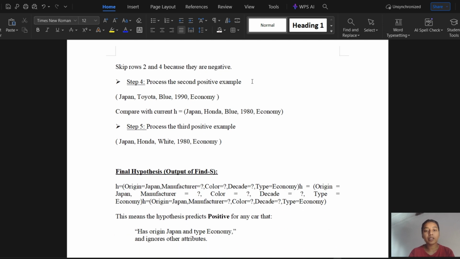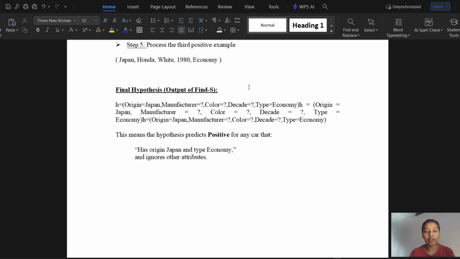Step 4: process the second positive example, that is Japan Toyota 1990 economy. Compare with the current H, that is Japan Honda Blue 1980 economy. Step 5: process the third positive example, Japan Honda White 1980 economy. For the final hypothesis, the output of the Find-S algorithm is H equals: origin is Japan, manufacturer we don't know, color we don't know, decade we don't know, type is economy.